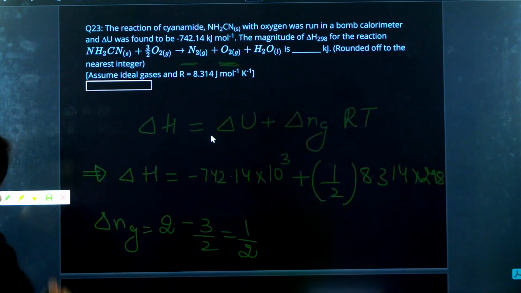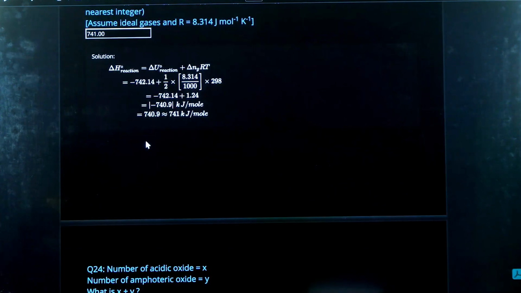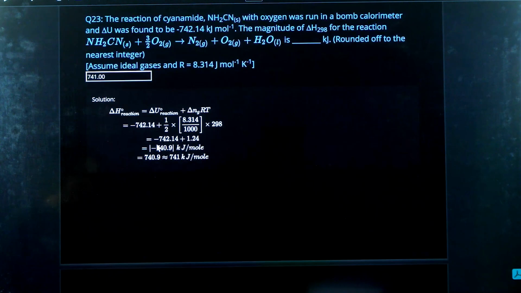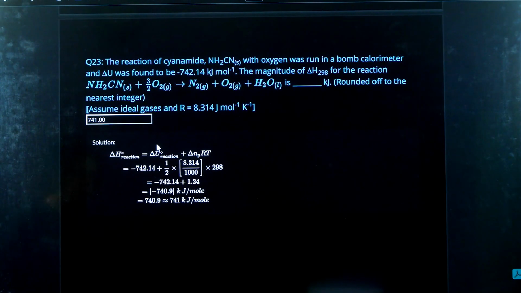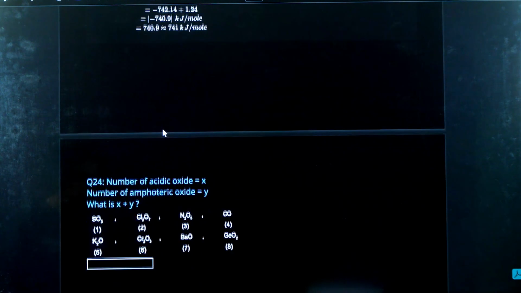Yes, very simple direct relation and very important for JEE Mains. Many times questions are asked, so you will mark your answer as 741 kilojoule. In kilojoule you are supposed to mark your answer. Yes, done. The magnitude they are asking, so you can skip that negative sign. The magnitude only they are asking. So you'll mark your answer as 741.